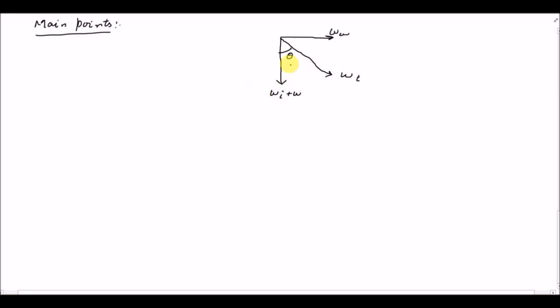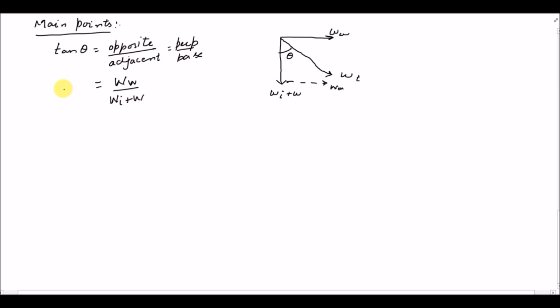And now if we have to find this angle theta, we can use the calculation for the right triangle. So tan theta is actually equal to the opposite over adjacent side, right? Or you can also write it as perpendicular over base, right? So if we have to calculate tan theta, it will be weight due to wind divided by weight of ice plus weight of conductor. So this is your tan theta, right? From here we can calculate the angle at which the conductor is actually slanting.